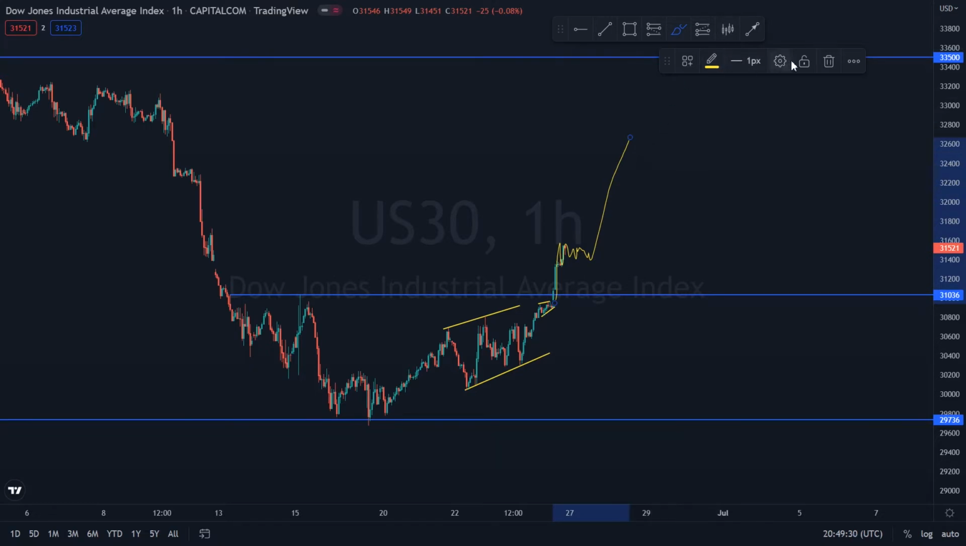Okay, so if this push didn't happen, then the next thing we have is a push up like this. Price will come back here for another corrective phase at this level and will break down. That's possibly one of the possible scenarios that we'll be looking at on US30.